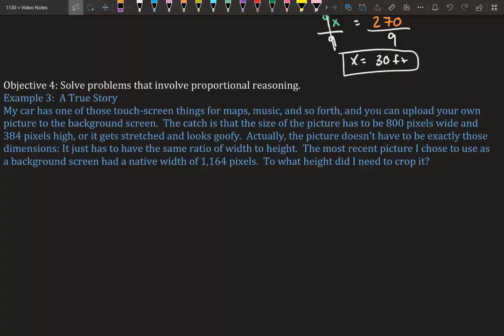You've done that, right? If you upload a profile picture, it looks all weird, so you have to resize it. Actually, the picture doesn't have to be exactly those dimensions, it just has to have the same ratio of width to height. The most recent picture I chose to use as a background screen has a native width of 1164 pixels. To what height did I need to crop it?